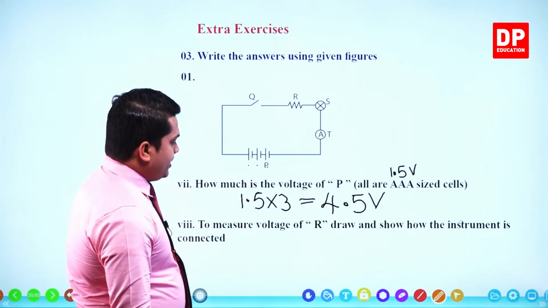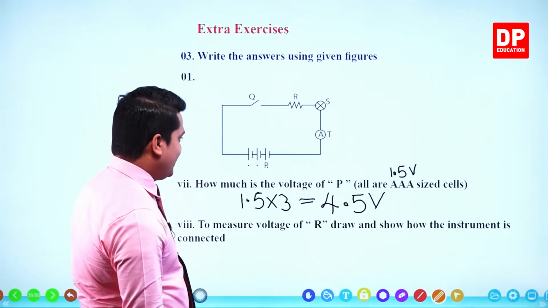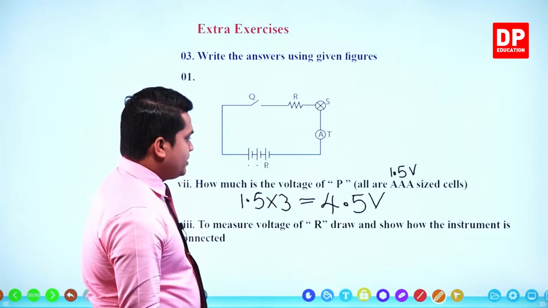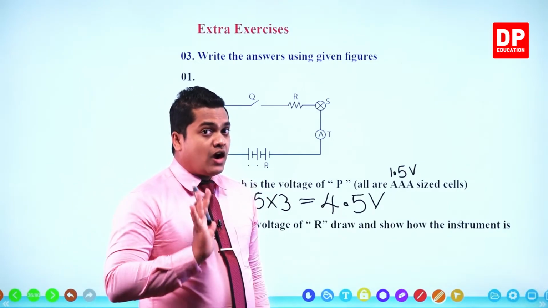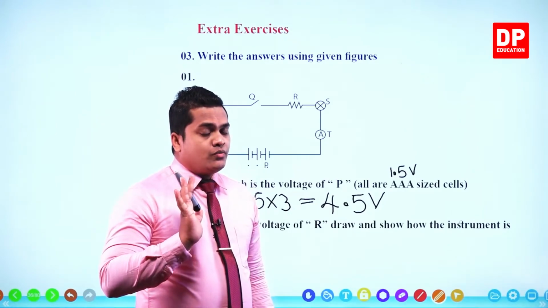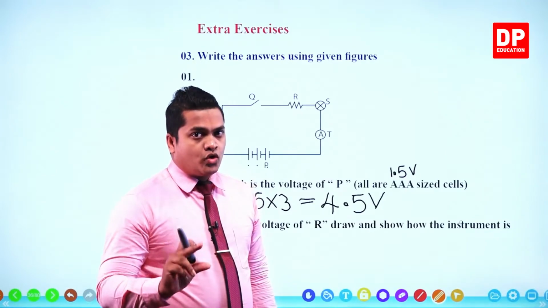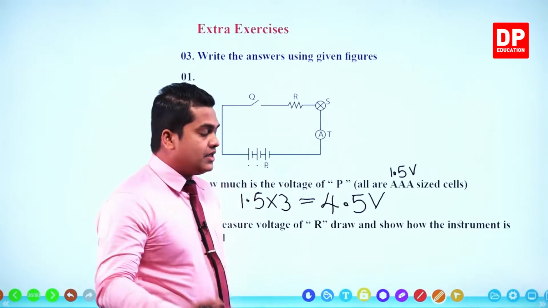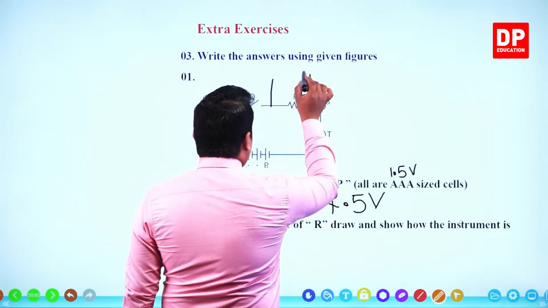To measure the voltage of R, draw and show how the instrument is connected. So we are going to measure the voltage of R now. Voltage of R, my dear children. To measure voltage, we use the voltmeter. If you want to measure the voltage of R, then we need to directly plug in the voltmeter like this.